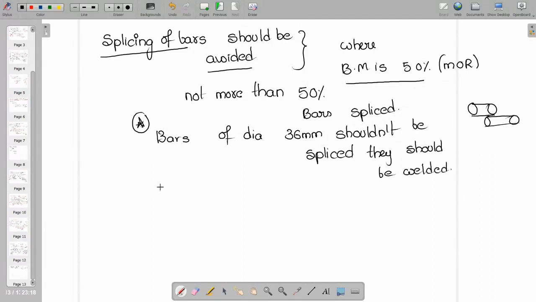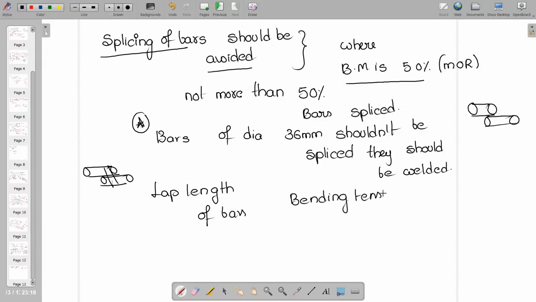Suppose, see, students, I told you, if there is a bar or anything, this we call lap length actually. See, students, lap length of bars. In different conditions, we have to study. First, in case of bending tension, lap length should not be less than LD or 35 phi. What is LD, sir? LD means development length.